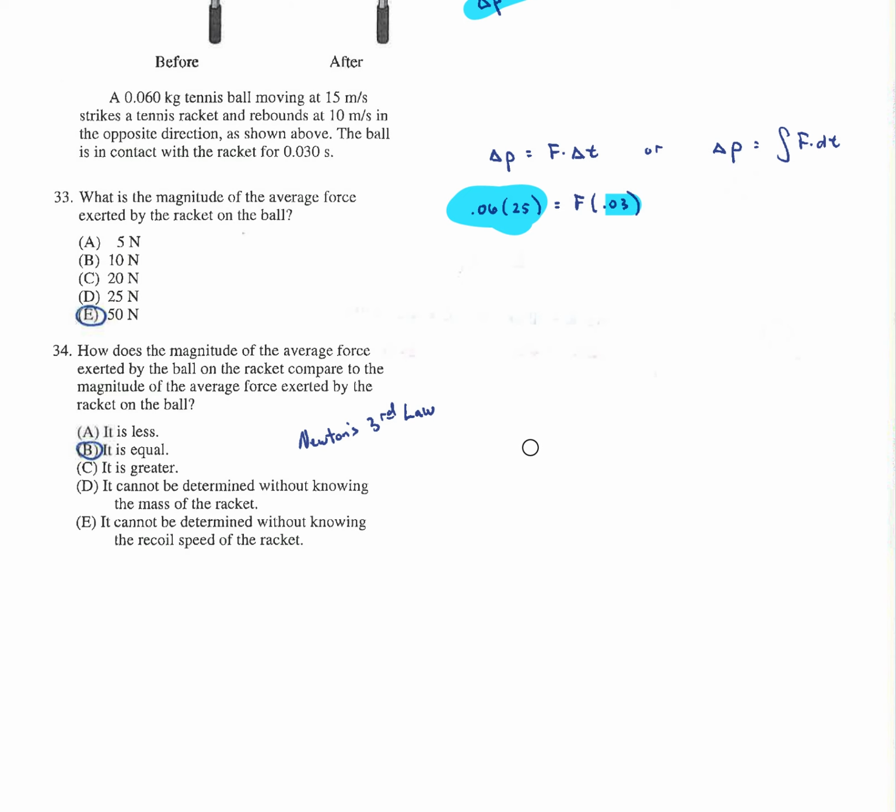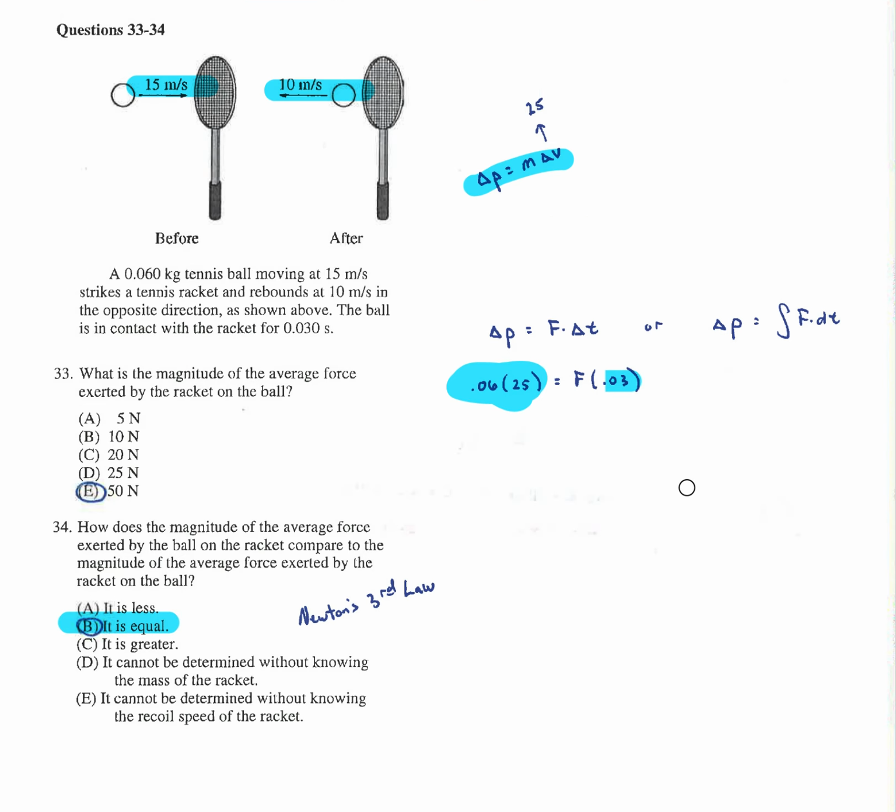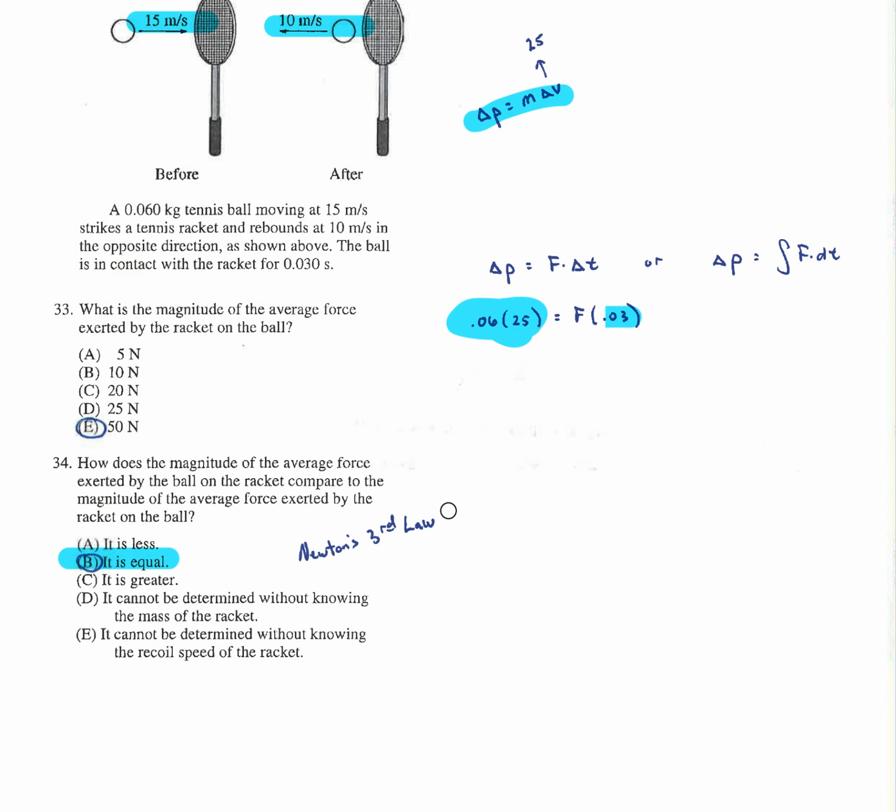How does the magnitude of the average force exerted by the ball compare? Oh, Newton's third law, right? The ball and the racket, same thing. The racket applies the force to the ball, but the ball applies the same force to the racket in equal and opposite directions, right? There's almost always some Newton law question on the multiple choice.